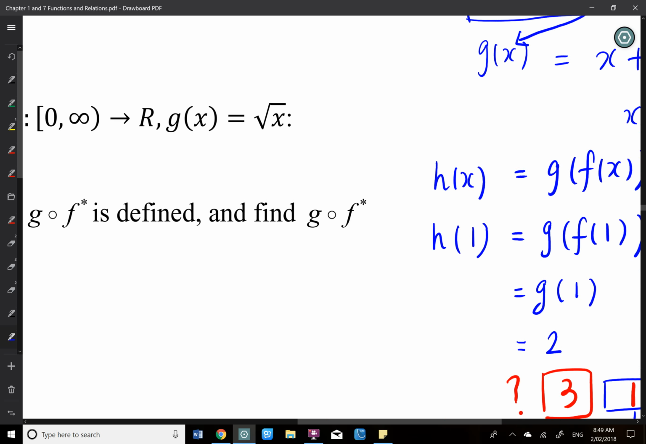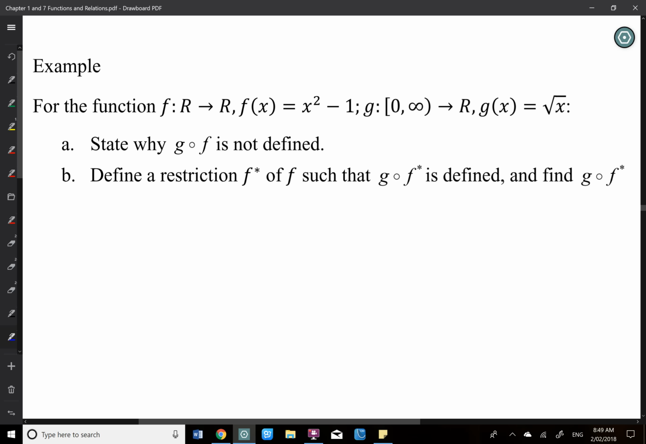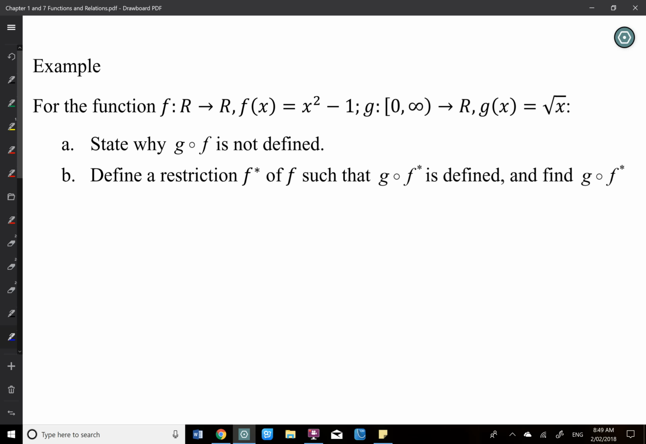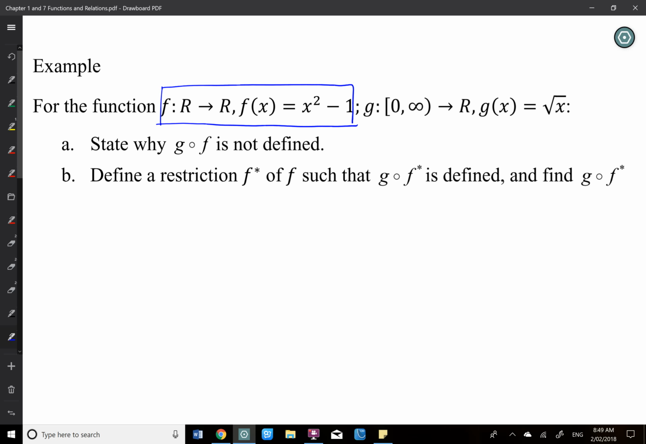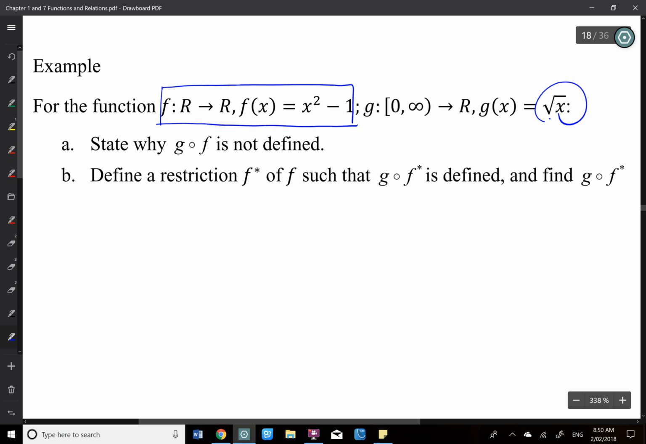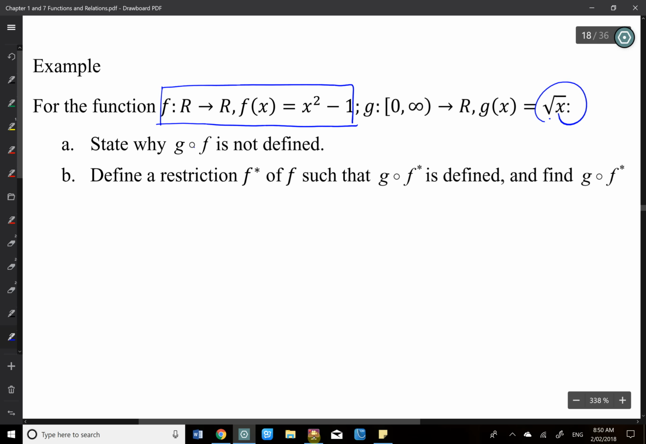So let's go back to this function. Let's read about this function. For the function f, R to R, function notation, everyone is too familiar with function notation. The first R is the domain, and mapping to R is just a fixed set notation. It's always written as mapping to R. f(x) equals x squared minus 1. Then g is 0 to infinity, mapping to R. There's restrictions for the square root function. The first question just asks you, state why g of f is not defined.